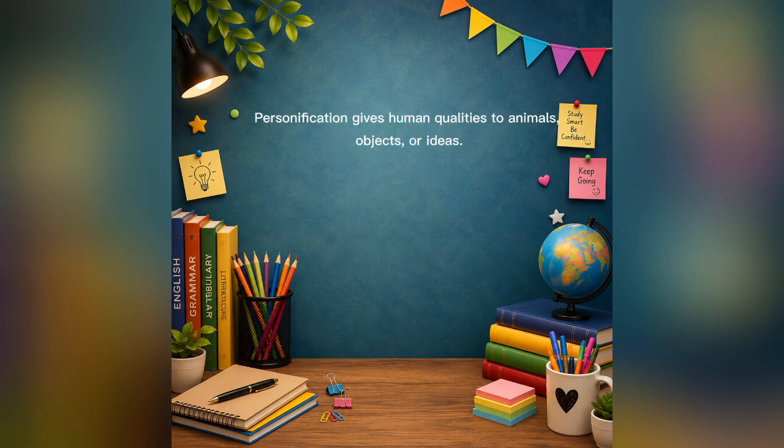Personification. Personification gives human qualities to animals, objects, or ideas. Examples: the wind whispered through the trees. The stars danced in the sky. The sun smiled at us. The wind, stars, and sun are described as if they were human beings.